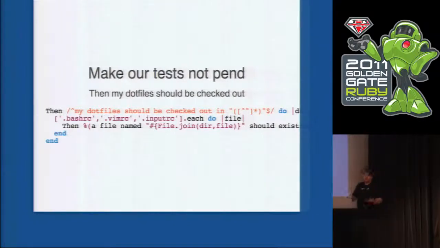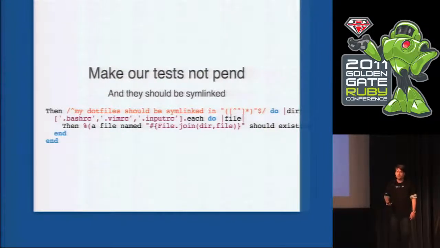So checking that the files got checked out. I know in my special Git repo that I set up, I've got a bashrc, a vimrc, and an inputrc. So I'm just going to check that those are there. And so we can see here that I'm calling some other step called "a file named something should exist". This is from Aruba. Aruba gives us a bunch of stuff like this, and so I don't have to worry about how to check for that. Aruba can handle that for me.